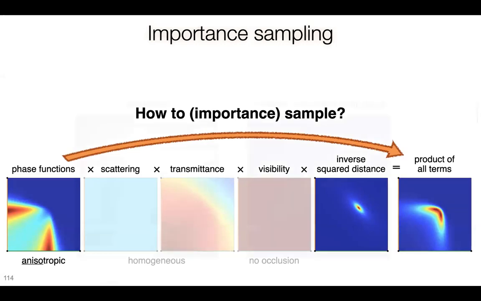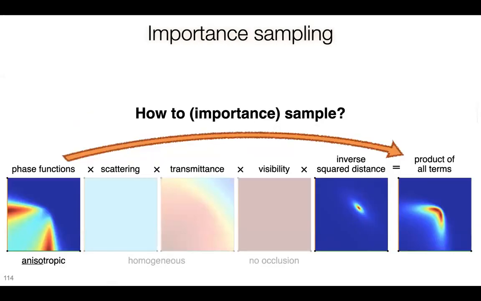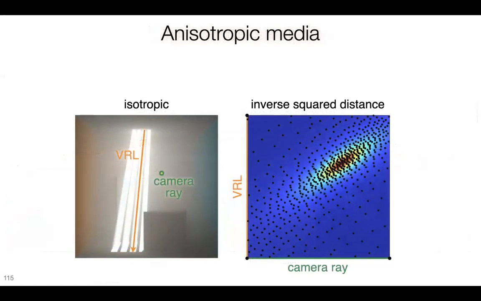In this case, you can see the integrand itself has also changed. In the isotropic case, things were matching well. But if you have an anisotropic phase function, you can see the change in the appearance. Here, when we are talking about an isotropic phase function, we are assuming a forward scattering phase function. So you can see the change in the appearance of the whole image for the same scene.